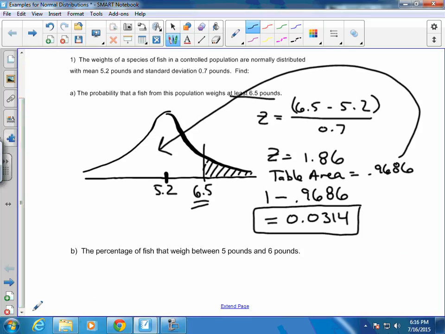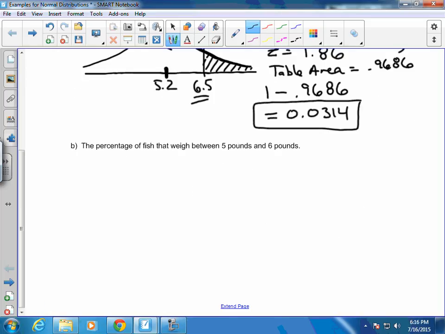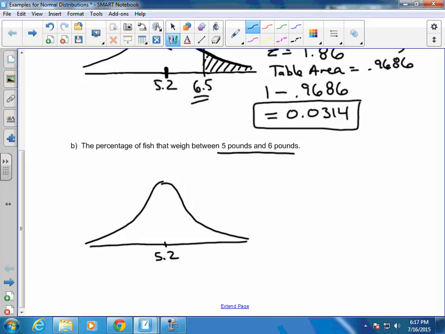So we keep the scenario the same here, but now we're trying to find the percentage of fish that weigh between 5 pounds and 6 pounds. So whether it's asking us a probability question or a find-the-percent question, it's really the same setup. We are going to sketch our normal curve, label our mean, and then label the interval of interest. So I'm looking at between 5 and 6 pounds. So 5 up to 6. Each different type of area, whether it's between two values or left or right, requires us to use the table in a little bit different way.